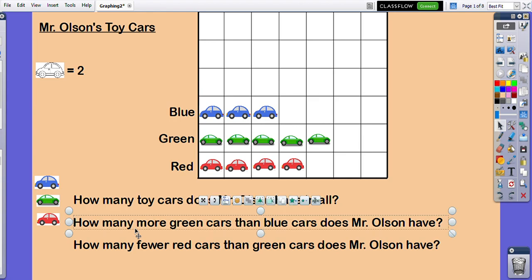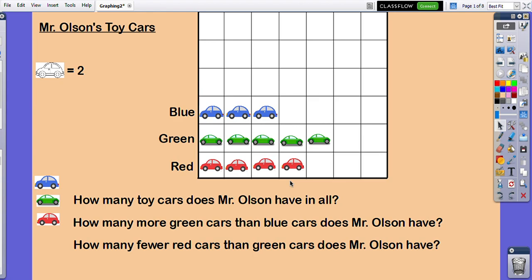How many more green cars than blue cars does Mr. Olson have? Well, if I have 2, 4, 6, 8, 10 green cars and 2, 4, 6, that means I have 4 more green cars than blue cars. How many fewer red cars than green cars does Mr. Olson have? Well, I have 2, 4, 6, 8 red, 2, 4, 6, 8, 10 green, which means I have 2 fewer red cars than green cars.